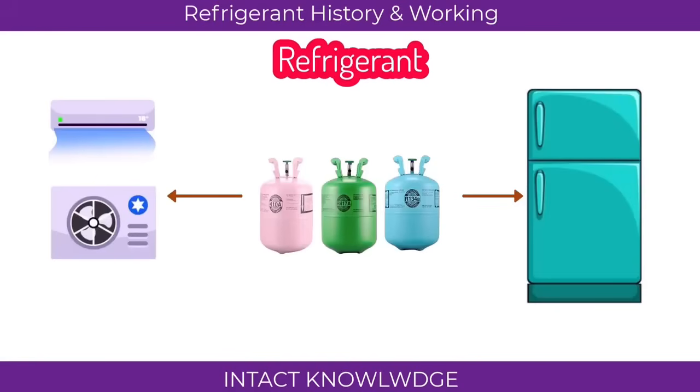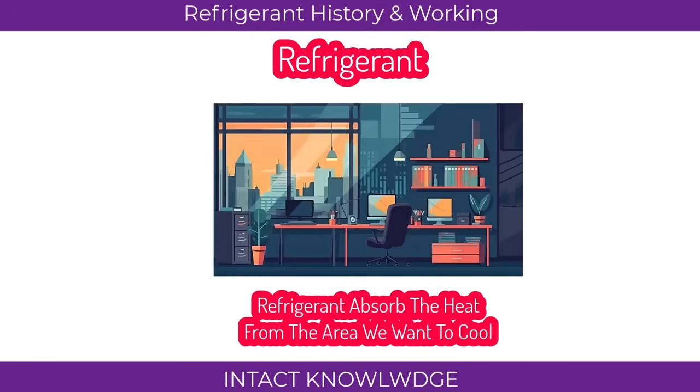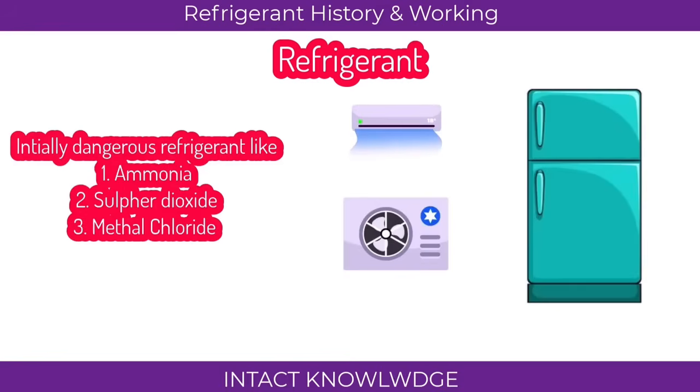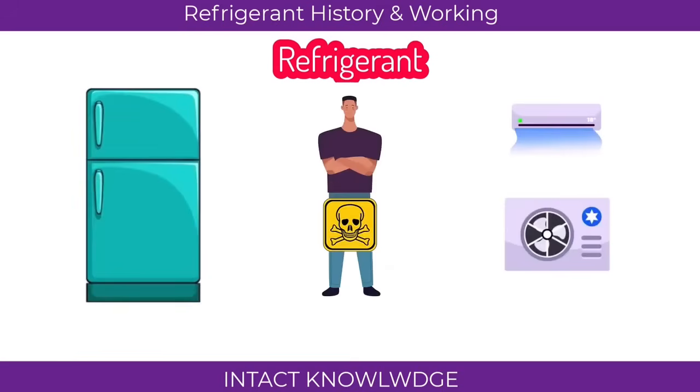Refrigerant is used in devices that can remove heat, like AC and fridge. Refrigerant can be in gas or liquid state depending on the temperature. The important job of refrigerant is to absorb the heat in the area where we want to cool. Initially, dangerous refrigerants like ammonia, sulfur dioxide, and methyl chloride were used in AC and fridges. When such a dangerous refrigerant leaks, it causes more danger to bystanders. It can even cause death.